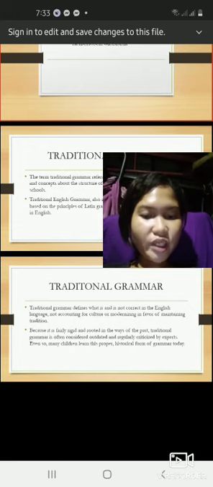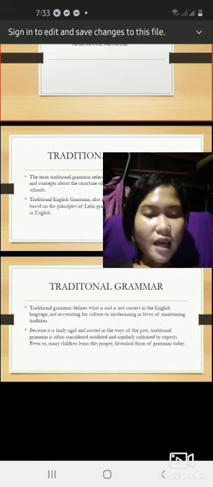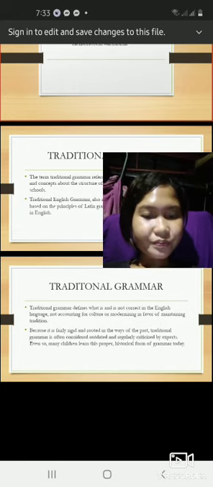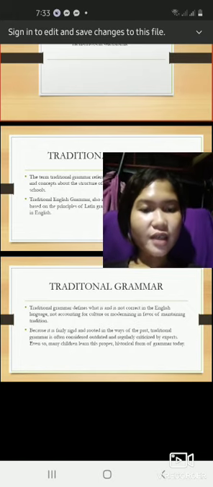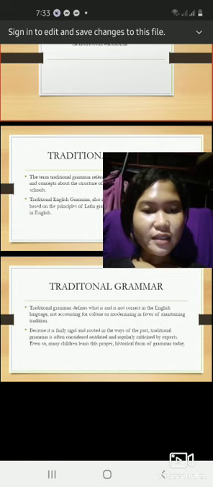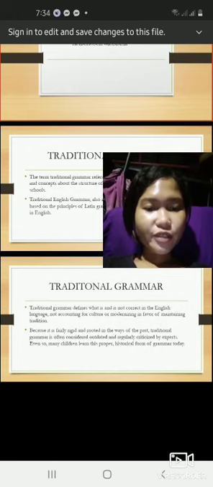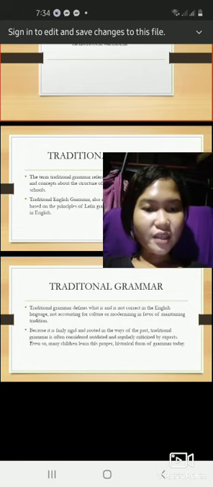Even so, many children learn this proper historical form of grammar today because, just like what I said, the traditional grammar is formal and it is taught in schools. So we as students often understand it clearly, and it is straight to the point, formal, and understandable.